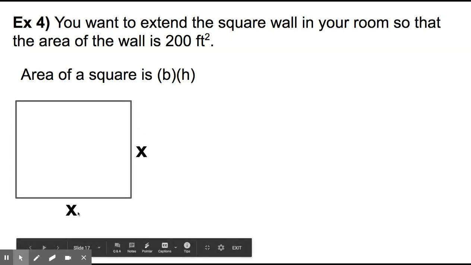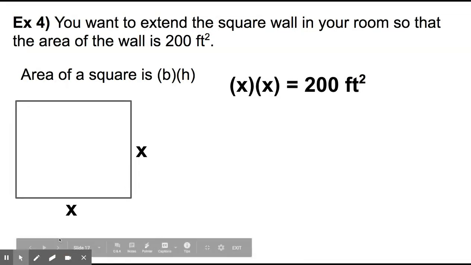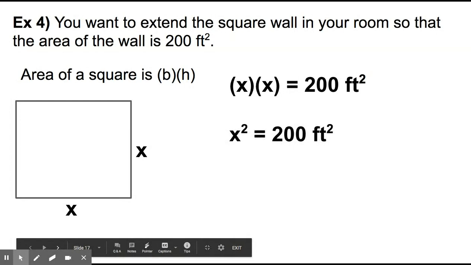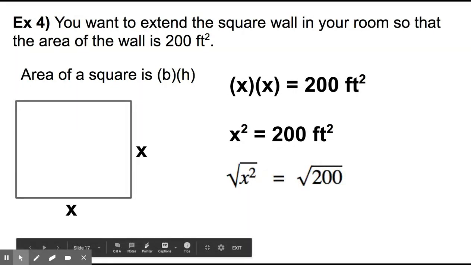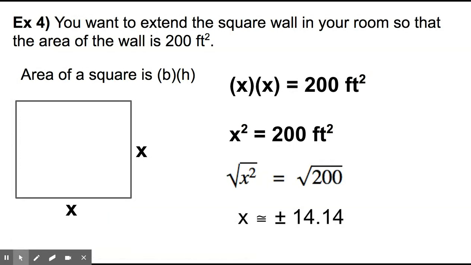So if I call this length x, this length is also x. And so x times x is equal to 200 feet squared. X times x is x squared. We want to eliminate the square and just be left with the value of x. So I'm going to go ahead and take the square root of both sides. And if I take the square root of x squared, I'm just left with x. And if I take the square root of 200, I am left with approximately 14.14 feet, plus or minus.